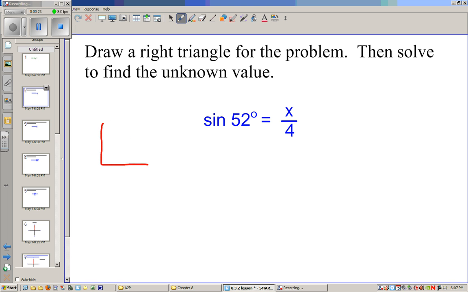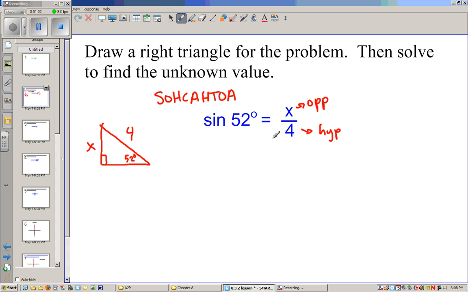So I'm going to draw in my right triangle. It says sine of 52 equals x over 4. So I'm going to choose this side to be 52 degrees here. And remember our SOHCAHTOA. So we can see that sine is opposite over hypotenuse. So this x needs to be our opposite side, and 4 would be our hypotenuse. So filling in this triangle, we have x, our opposite, and our hypotenuse of 4 here. And this would be the right triangle of this equation.